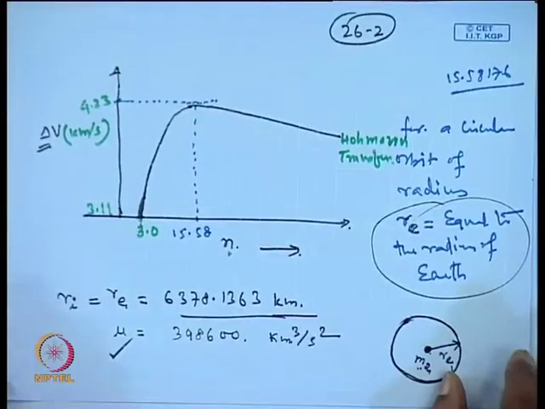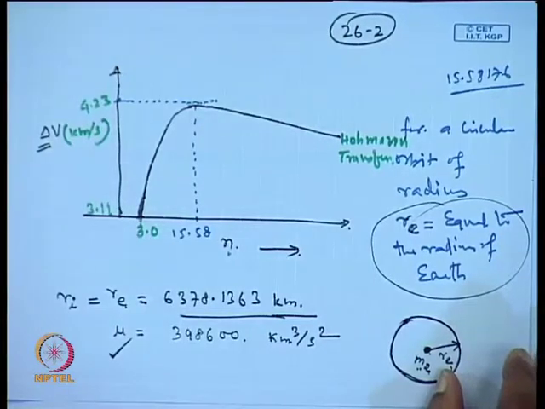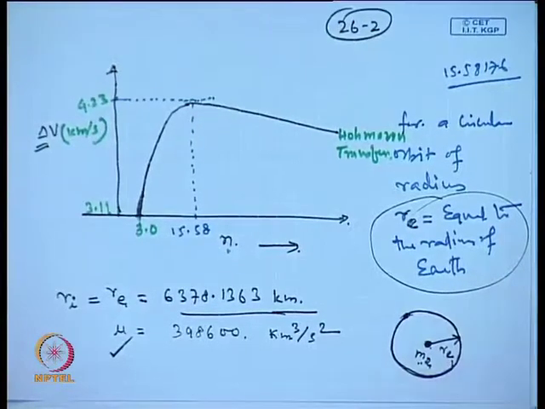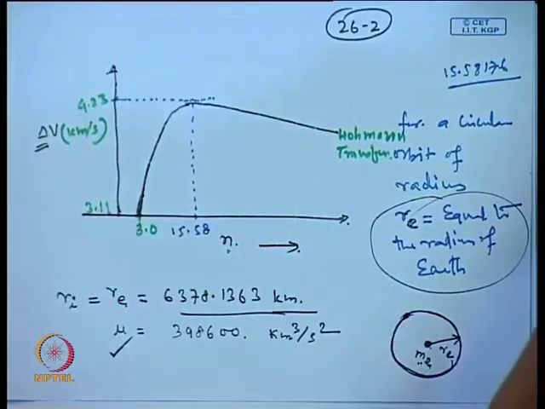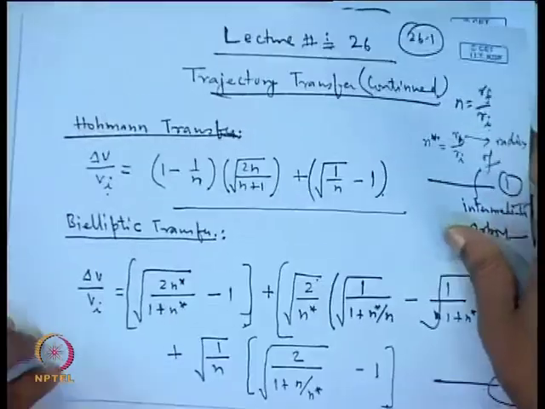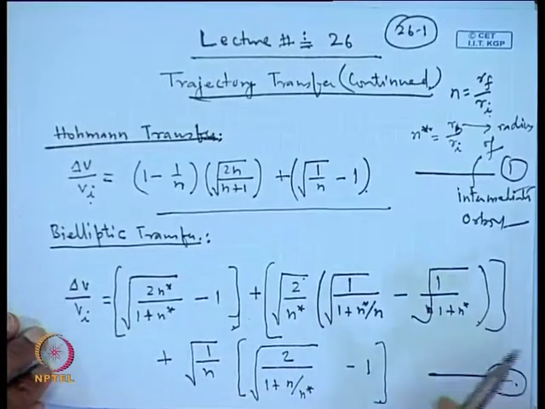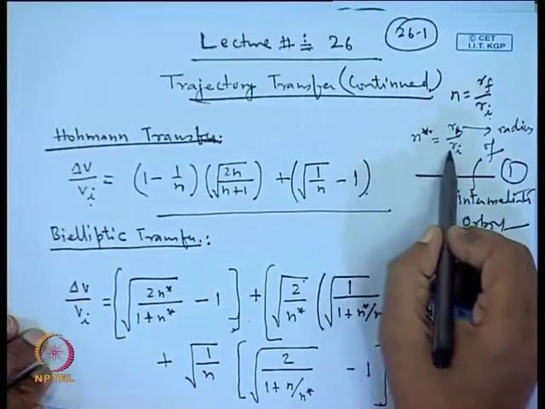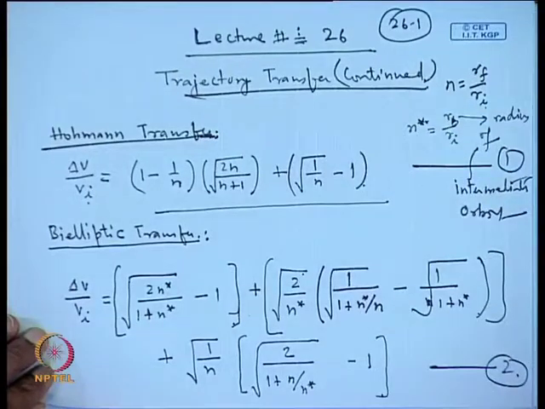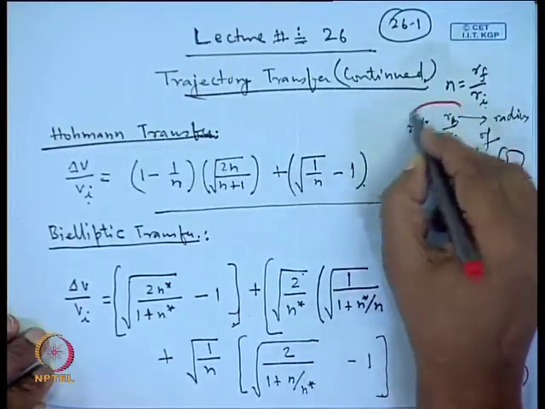Okay. So, from here onwards we can work further to calculate various values. Okay, the next question is what will happen to this bielliptic transfer. Now, in the bielliptic transfer we have another parameter appearing, which is n star. This is our n star.